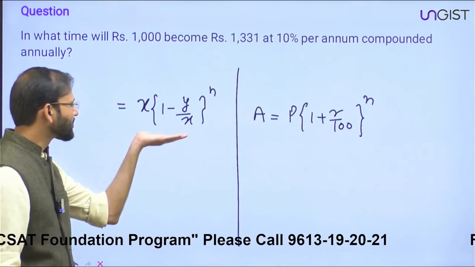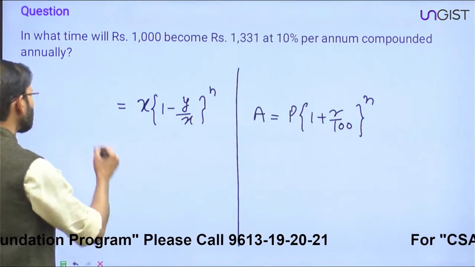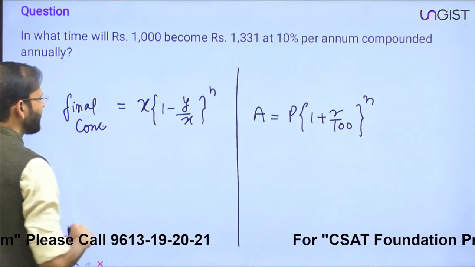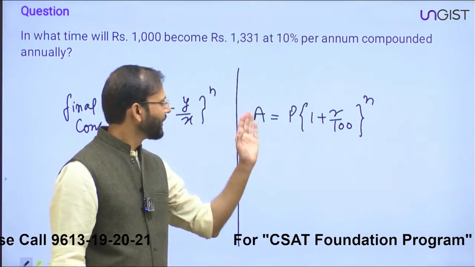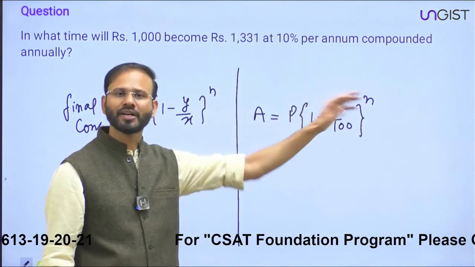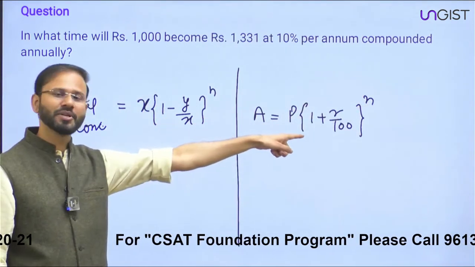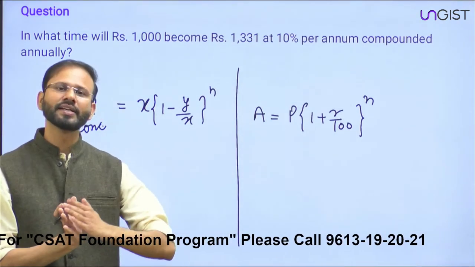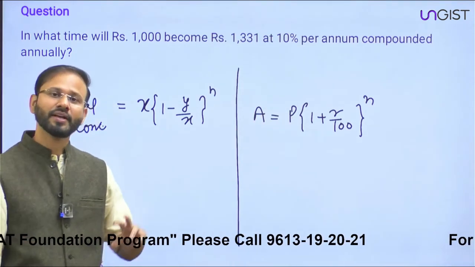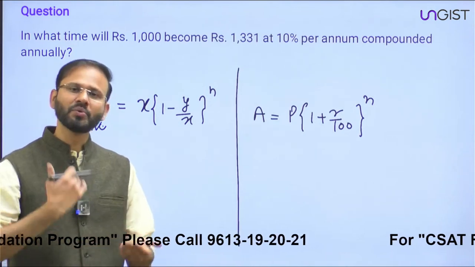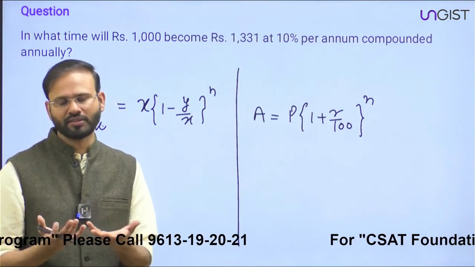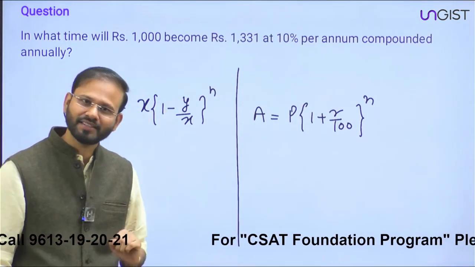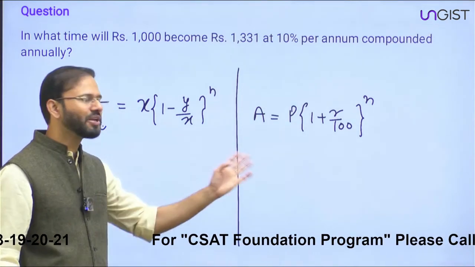Guys, just observe these two formulas carefully. Here also we need to find the final concentration, and here also we need to find the final value, which is the amount. A is equal to P into 1 plus R by 100 raised to the power n. See, here it is minus and here it is plus. Both formulas are actually the same. In compound interest, obviously your money is increasing, so that's why it is plus. And in the earlier one, we were taking out all the time, so obviously the actual quantity was getting reduced. So that's why the minus was there. Guys, clear? These two things are very much connected.